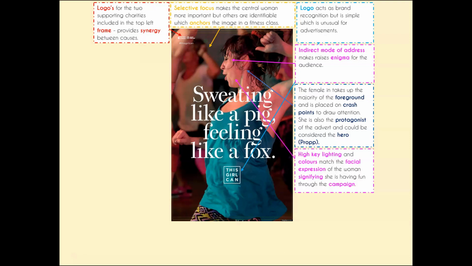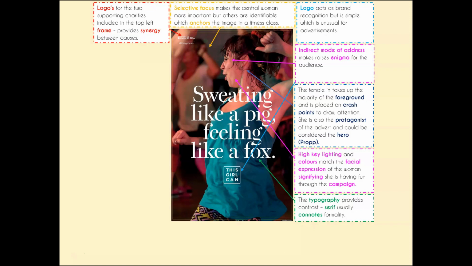Now, the high key lighting that we've got on her face matches the facial expression of her because she's having fun, but the majority of this advert is using low key lighting, so we've got a specific focus here shown by the lighting itself.